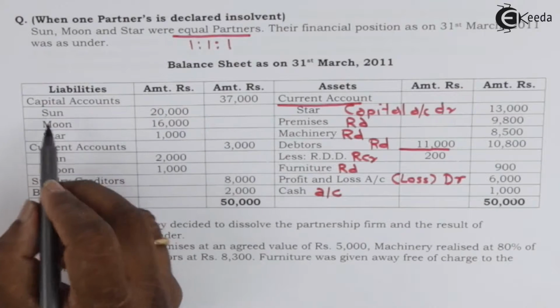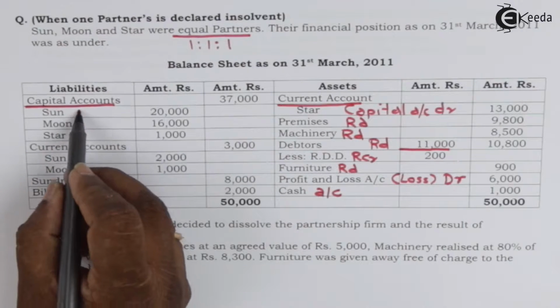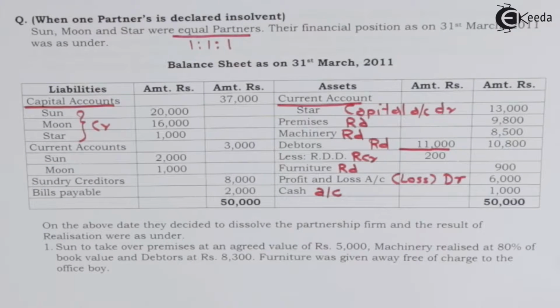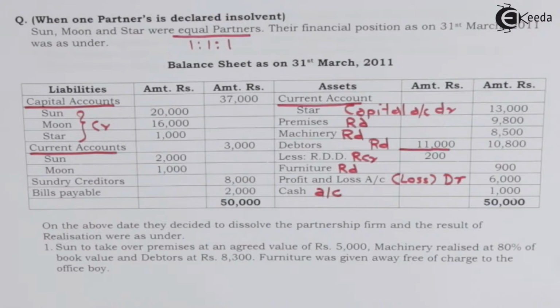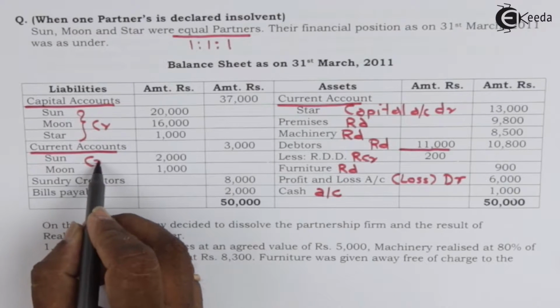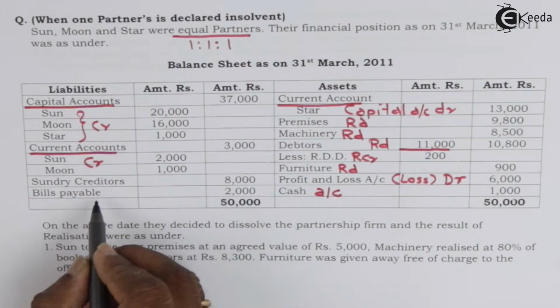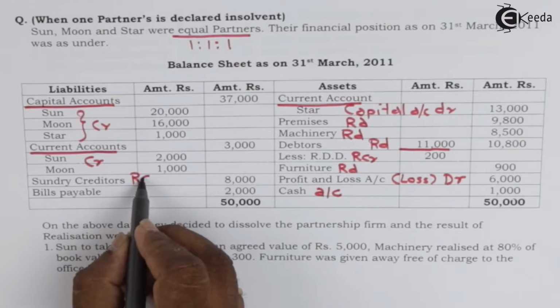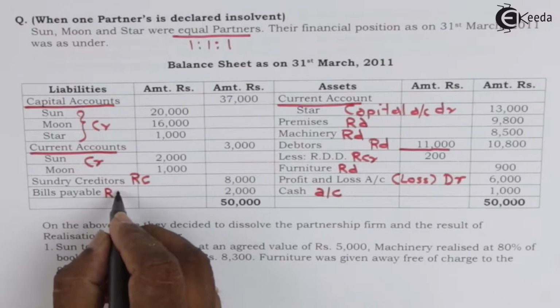Let us discuss the liability side. Capital accounts of Sun, Moon, Star. It will be transferred to the credit of their capital accounts. Current accounts of Sun and Moon. These are appearing on the liability side, so they have a credit balance. It will be transferred to their capital accounts. Sundry creditors, realization account, credit. Bills payable, realization account, credit.